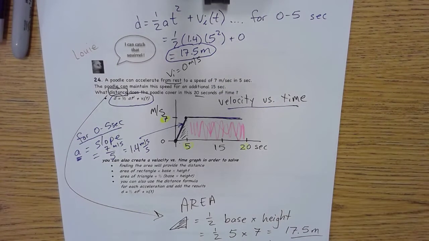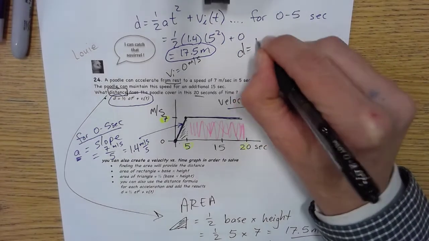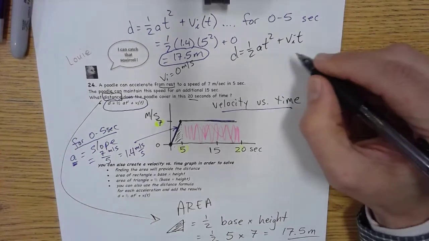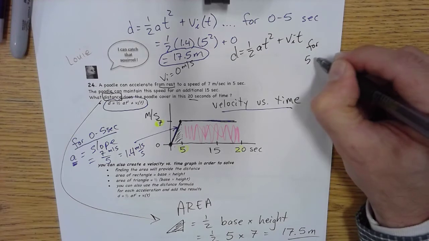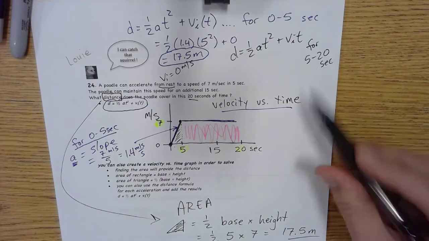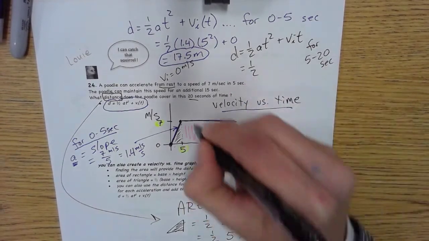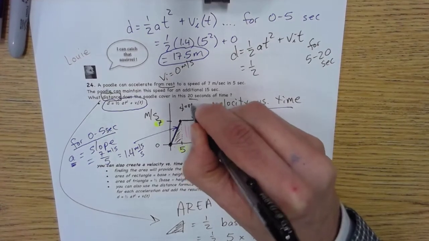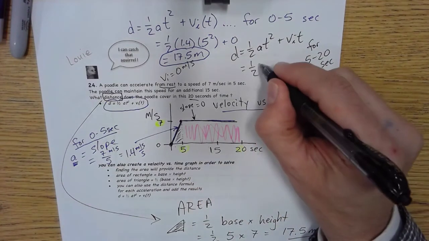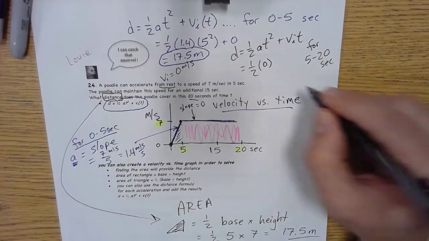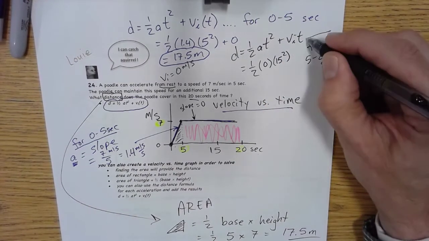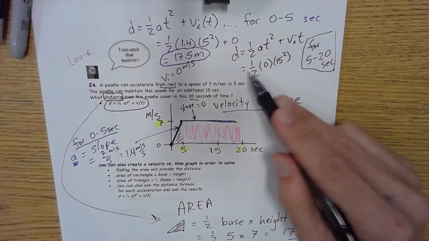Now there's that second piece, and we can use our distance formula for that. This is for from 5 to 20 seconds, so this is that additional 15 seconds, if you will. Now look at that. That slope is 0. It's still moving at a speed of 7, it's just not accelerating. So that term drops out. Even though our time on that interval is 15 seconds, that's going to drop out.